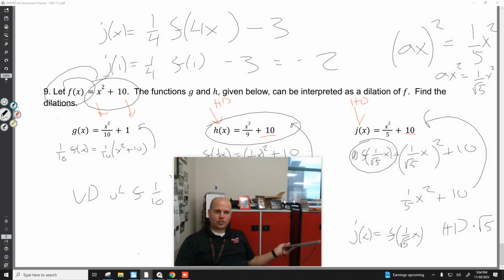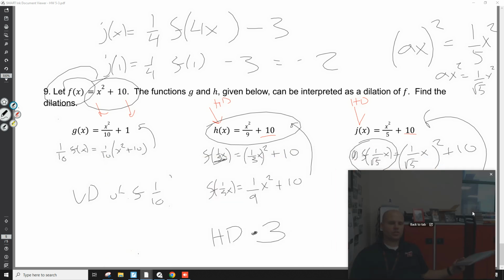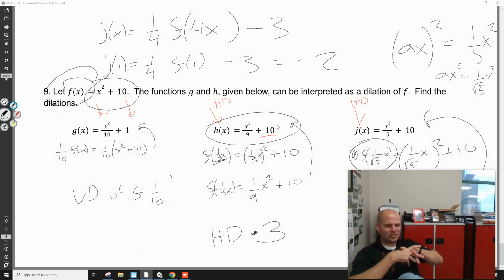Good stuff. It's compositions, it's inverses, it's undoing, it's reverse mapping, horizontal dilations, horizontal inside, x's, opposite, inverses, outside, regular functions, order of operations, normal, just like we expect. And if we're used to that, we can just manipulate your x's and y's. It's not that bad, but it's tricky. But that's the name of AP Precalculus. All right, Mr. Mester's out.